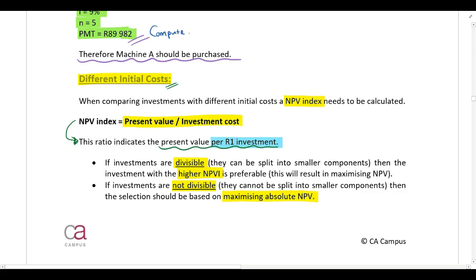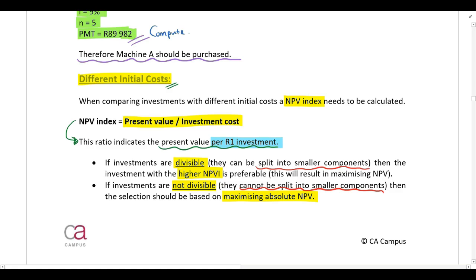Now, what do I mean by an investment being divisible? If an investment is divisible, it can be split into smaller components. So in other words, instead of investing in the entire project or the entire investment, you can make a partial investment. So you can maybe invest 40% or 60%. On the other hand, if it's not divisible, then it cannot be split into smaller components.